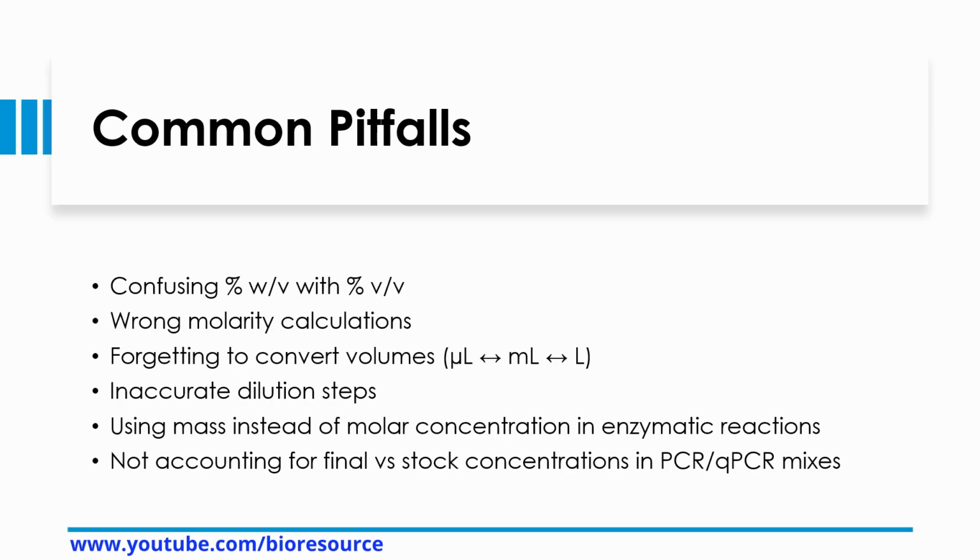Common pitfalls I have seen in labs include mixing up percentage weight by volume with percentage volume by volume, forgetting unit conversions, skipping dilution factor steps, and relying on mass instead of moles for enzymatic reactions. Avoiding these mistakes dramatically improves reproducibility.